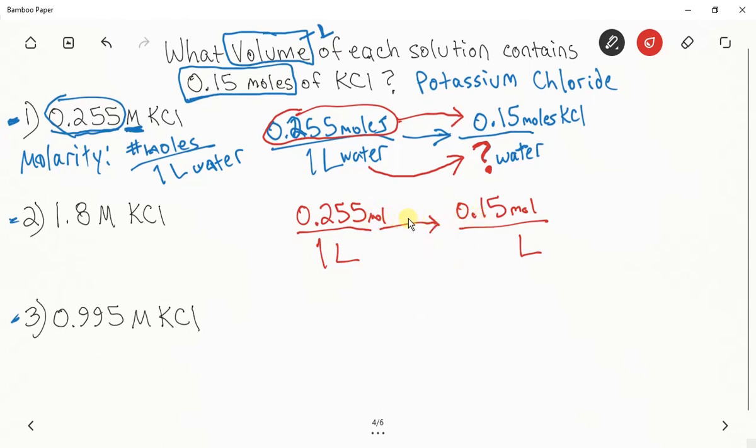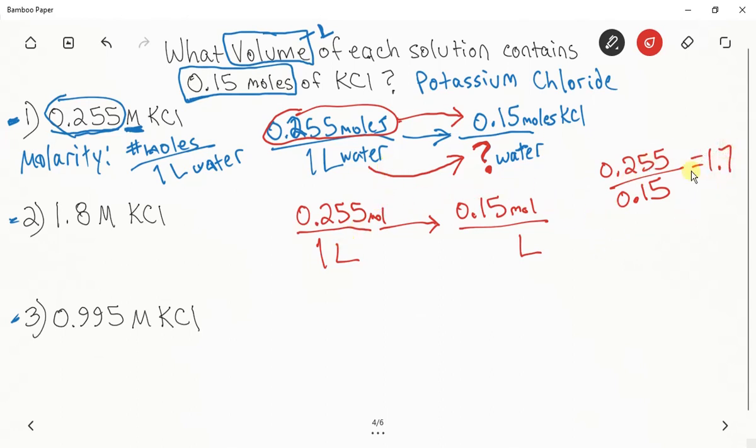Well, we can divide. We can divide the 0.255 moles divided by our end result, what we want the result to be, 0.15. And that will give us a divisor that we can use on the 1 liter. So if we divide 0.255 divided by 0.15, that's going to give us 1.7.